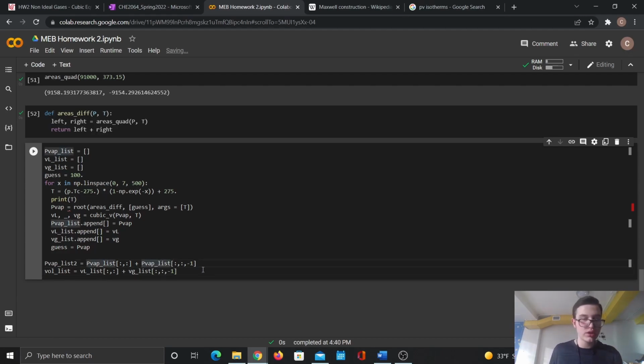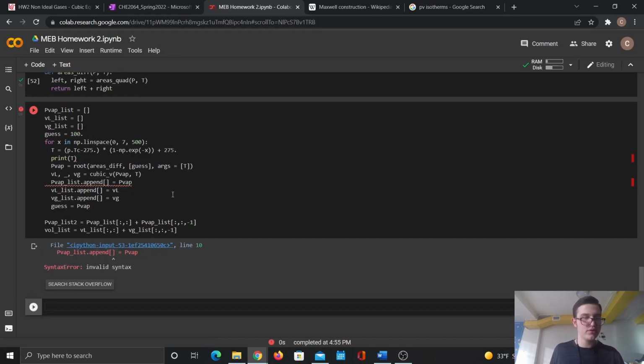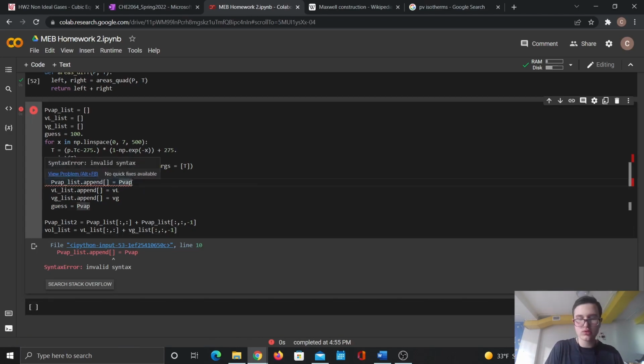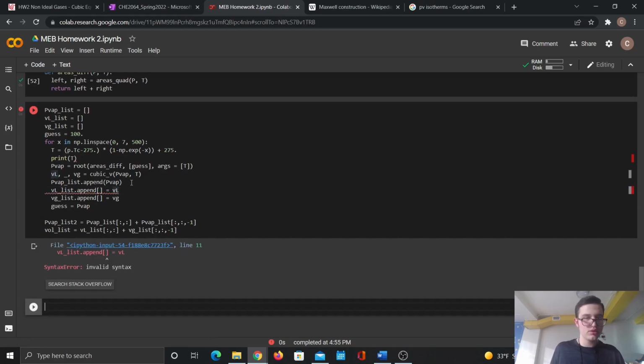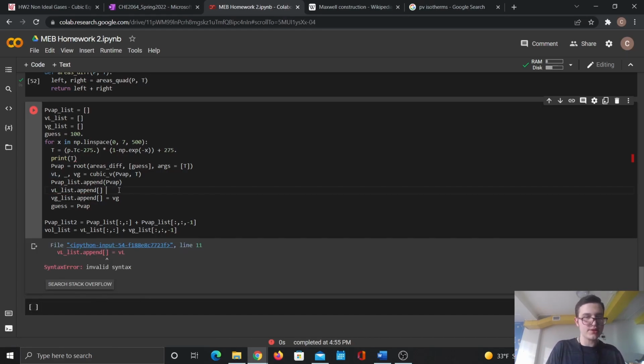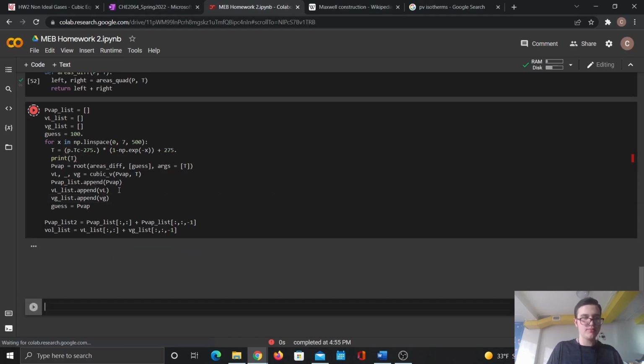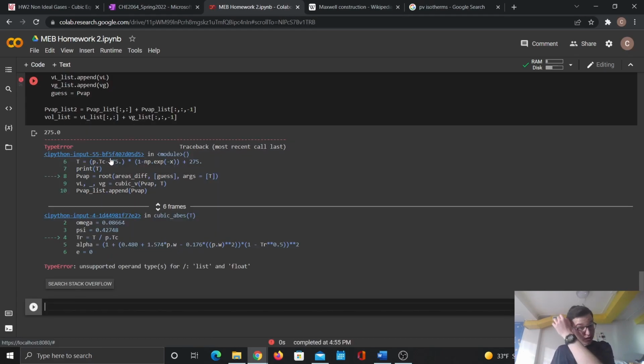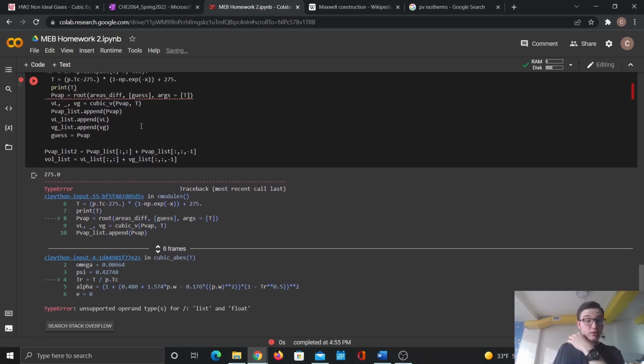So, we have that. Shift enter. That's invalid syntax. Oh. Right. Nope. Append. Here, pvap. Okay, at the very least, we know that that's good. So, VL as well as VG. Shift enter. Unsupported operand here. Where? Here?